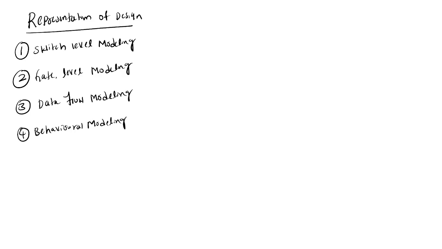Switch level modeling is nothing but representing your circuit in terms of CMOS circuits. That means this is low level modeling. Gate level modeling means you are writing code in terms of gates. Suppose an AND gate is there, then with the gate level primitive you are representing Y equal to A and B.